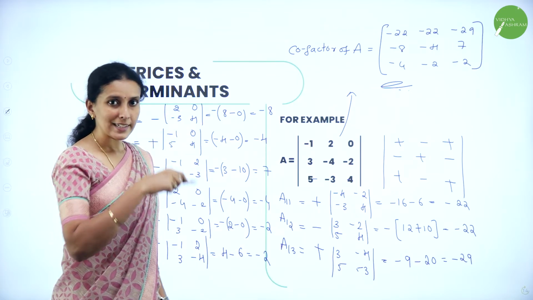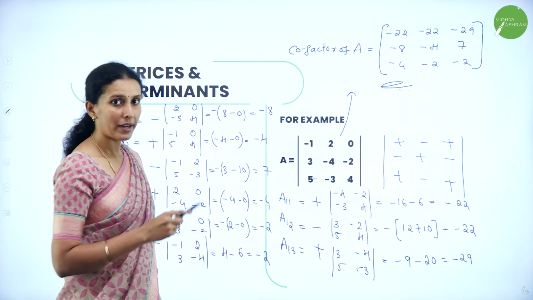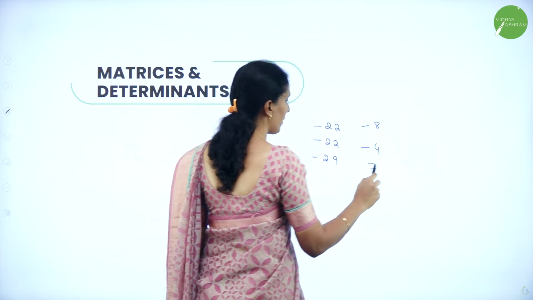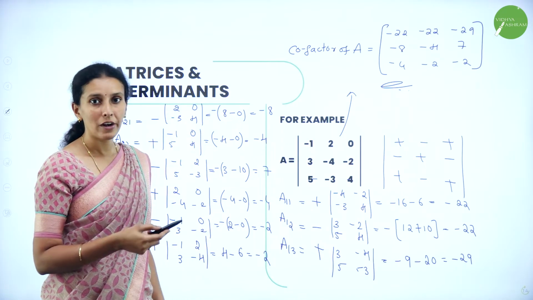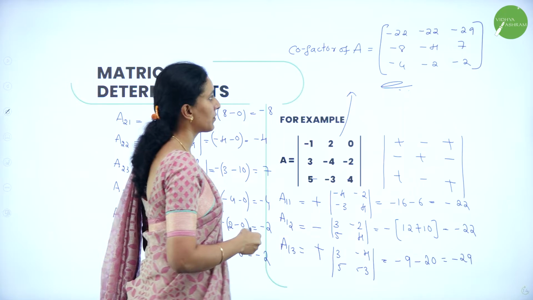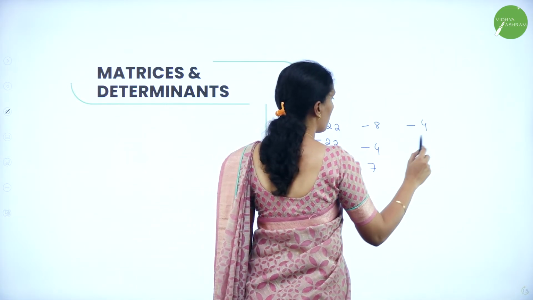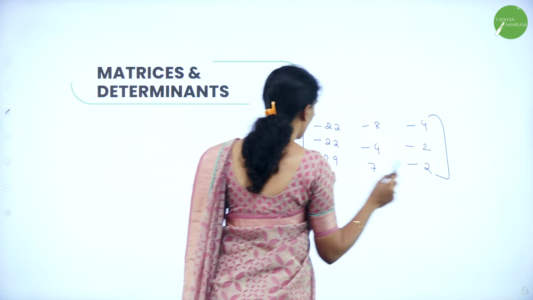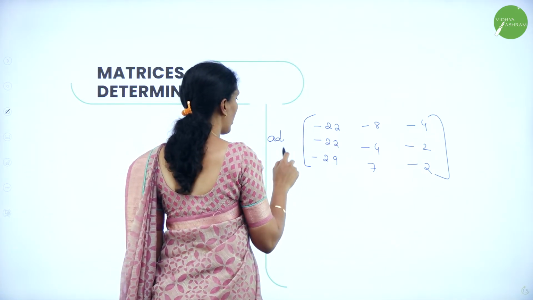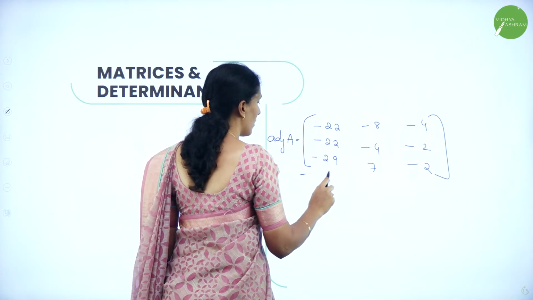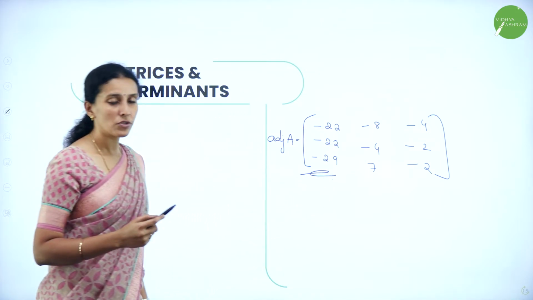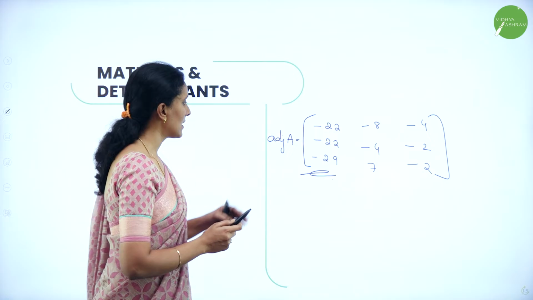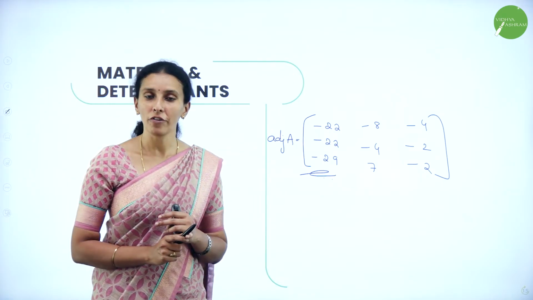Second row we will write in second column: minus 8, minus 4, 7. And the third row we will write in third column: minus 4, minus 2, minus 2. So this is nothing but the adjoint of matrix A. That is, the transpose of the cofactor matrix of A is nothing but the adjoint of A.